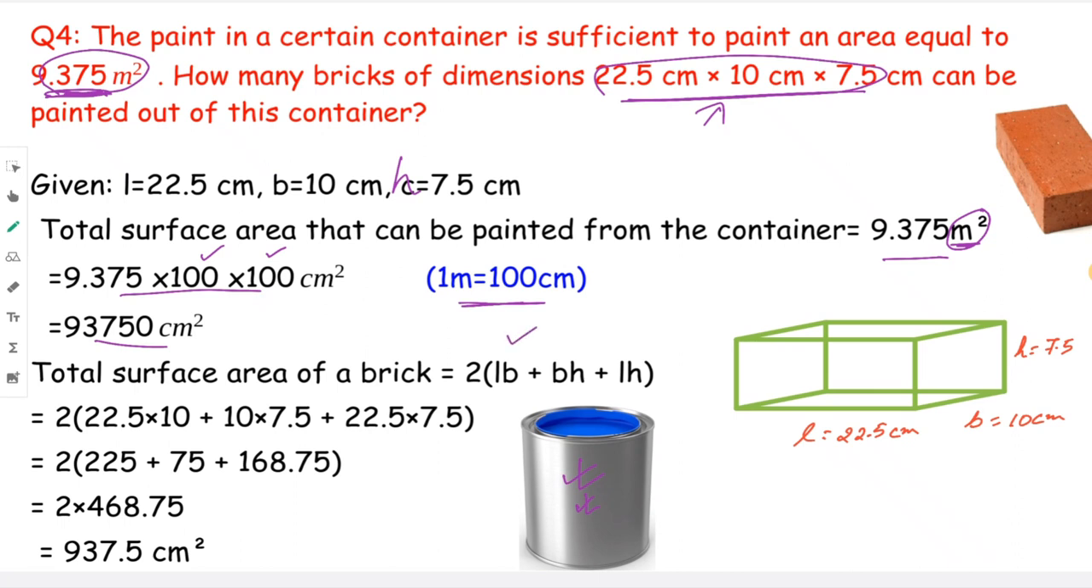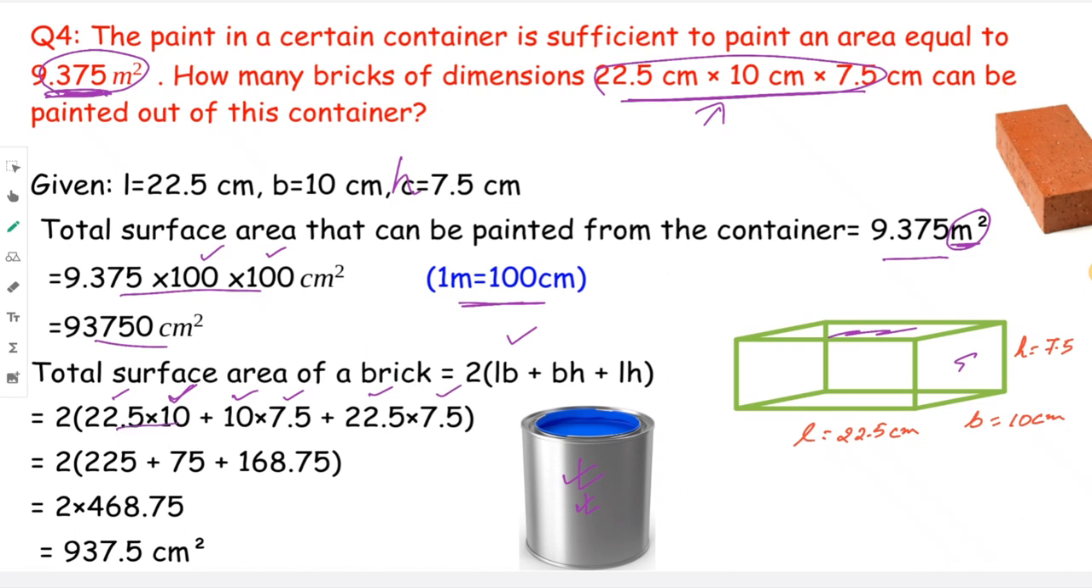We know the formula: 2 times (length times breadth plus breadth times height plus height times length). That means we have to take all the faces: up, down, left, right, front, and back. So let's start putting the values. Length is 22.5, breadth is 10, then breadth is 10, height is 7.5, then length is 22.5, and the height is 7.5.